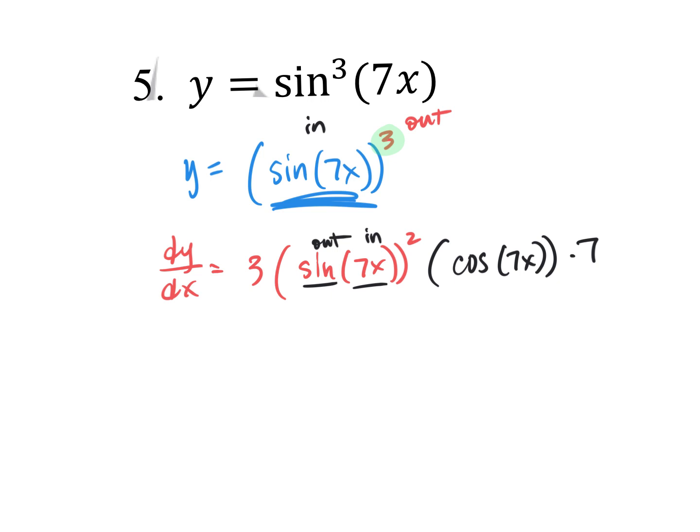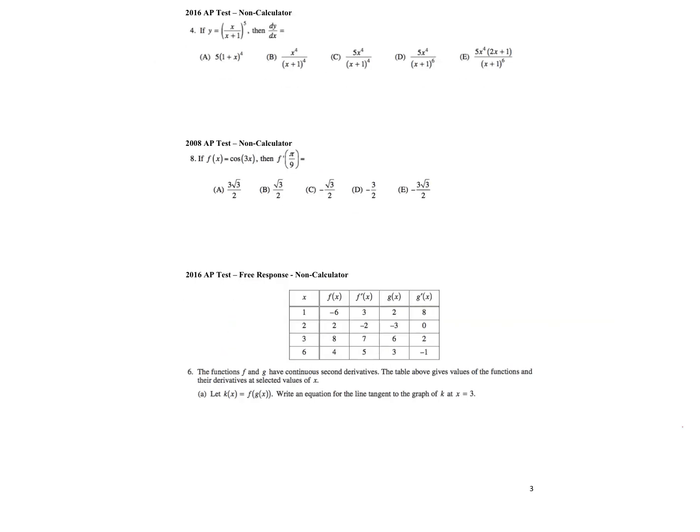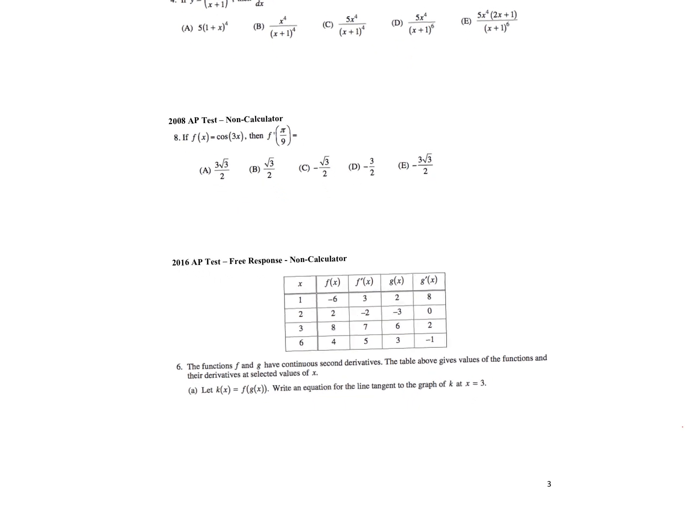You guys, could I rewrite this as 21 sine of 7? Ooh, watch it. Watch how I'm going to write this. 21 sine squared of 7x, cosine of 7x. Could I write it that way? Yeah, this is how their answer would be. It's -3. Let's go to page 3, you guys.